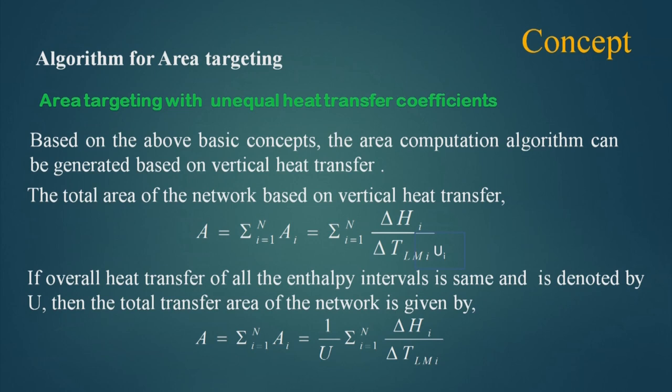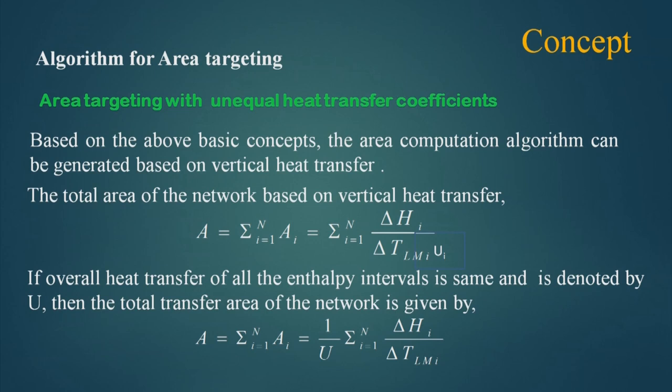Based on the concepts which have been discussed earlier, the area computation algorithm can be generated based on vertical heat transfer. The total area of the network based on vertical heat transfer is A, which is equal to summation i equal to 1 to n, where there are n enthalpy intervals, and Ai is the area of the enthalpy interval i. This is equal to summation i equal to 1 to n of delta Hi divided by delta T lm i into Ui.